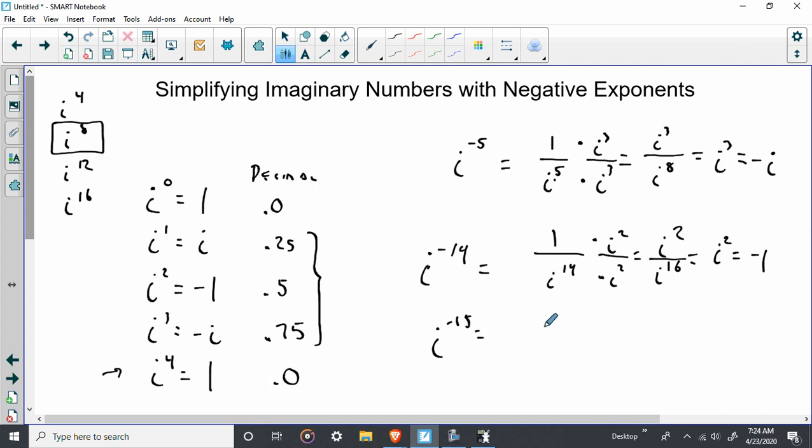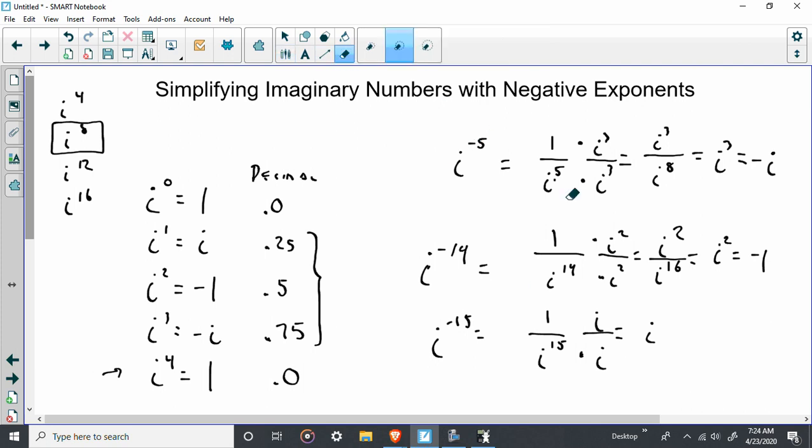Again, that is 1 over i to the 15th. Okay, I need that to be to the 16th, so I'm going to multiply the bottom by i. 15 plus 1 more is going to make 16. And what do I get here? I get i.